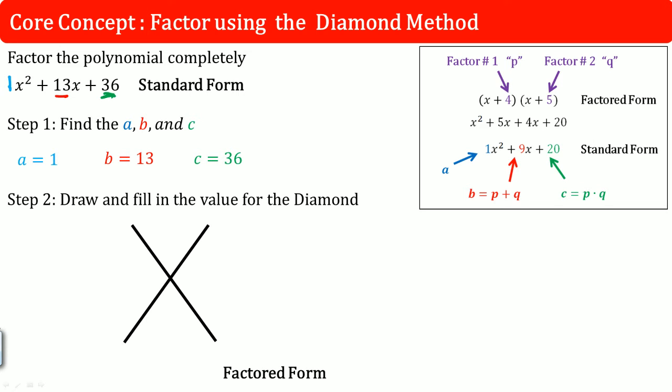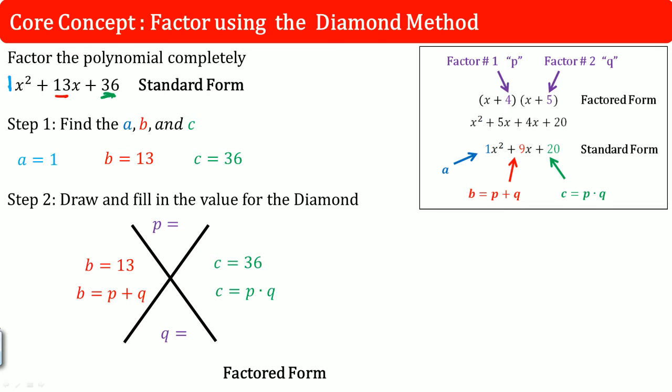Next, you want to draw the diamond and fill in the numbers. On the left hand side, you will always put the B. In this case, B equals 13. Under it, understand that B is going to be made up of P plus Q. On the right hand side, it is C, which is equal to 36. C is defined by P times Q. Your goal for the diamond is to find P and Q, which are your factors.